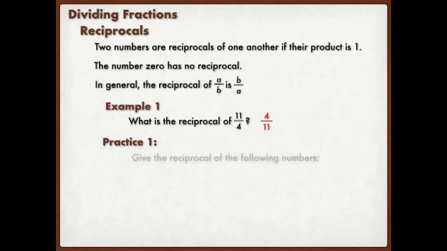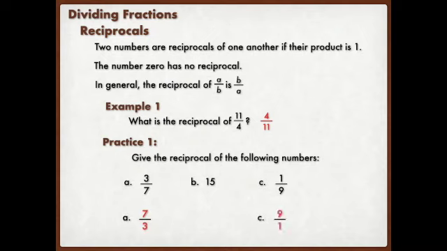So let's see what is the reciprocal of these numbers. 3 over 7. Well, it should be 7 over 3, right? Okay, what about this one? 15. Well, I have to turn it into a fraction. So how do I do that? I can make the denominator 1. So 15 over 1 is my number. So what's the reciprocal? 1 over 15. And here I have 1 over 9, so it should be 9 over 1, which is 9.